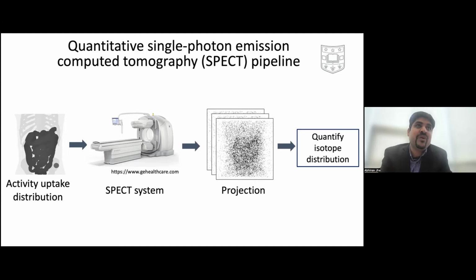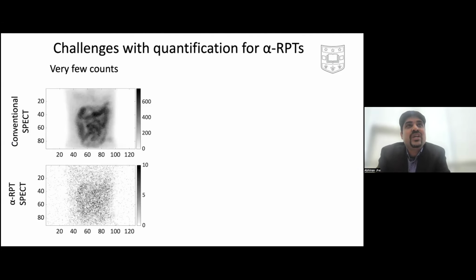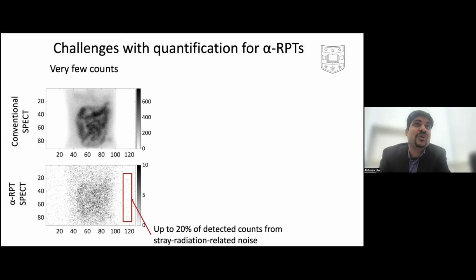We have some activity uptake, and we have a SPECT system that gets some projection. The idea is that we use this projection to quantify isotope distribution, right? Now, there are several challenges, particularly with alpha particle radiopharmaceutical therapies, that make this quantification task very difficult. As you can see, with conventional SPECT the images are still noisy and low resolution, but with alpha particle SPECT, it becomes much more noisy, in fact. Even compared to diagnostic count levels, alpha particle RPTs can have 20 times lower count levels. So the images are highly noisy.